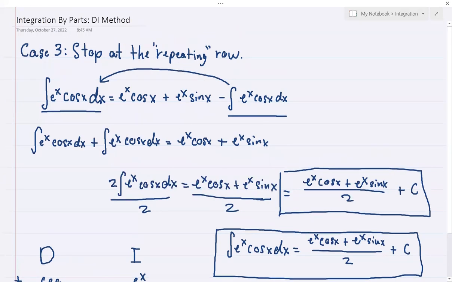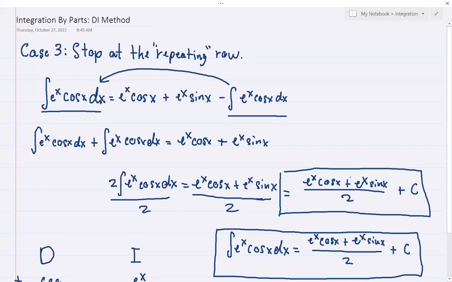So first, stop at the repeating row. Then after that, combine it with the given, add them together, then that's it.